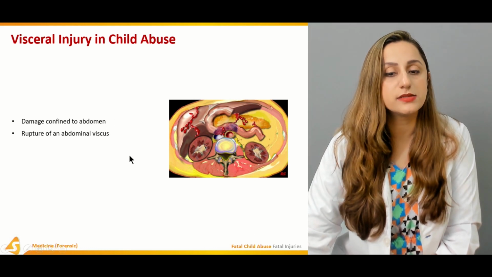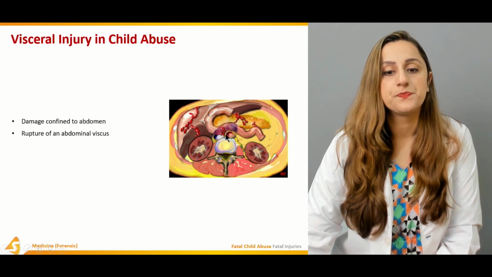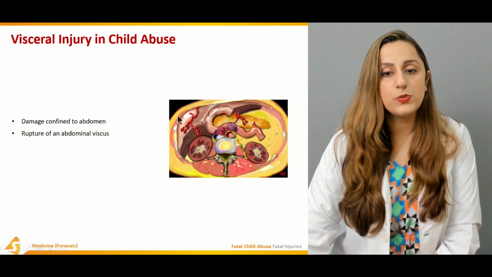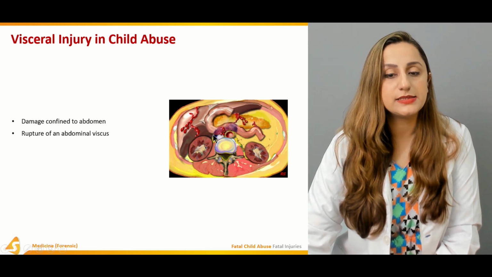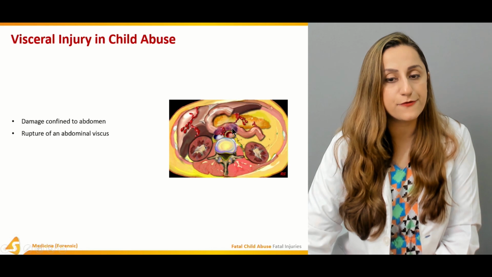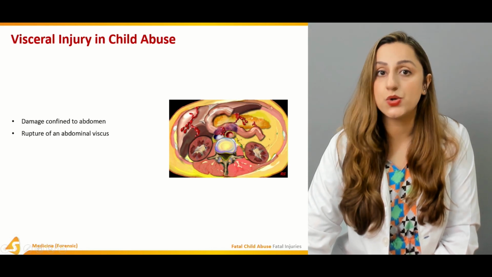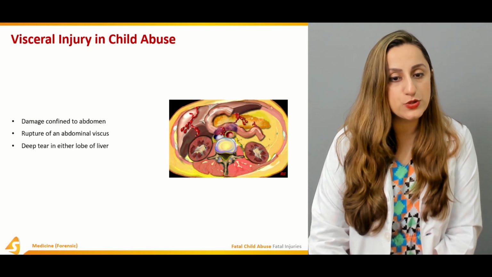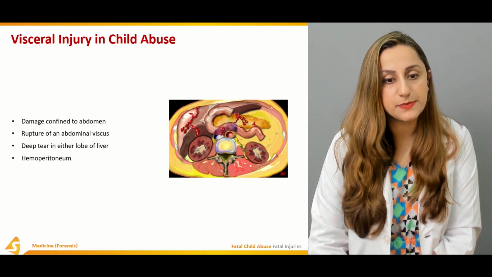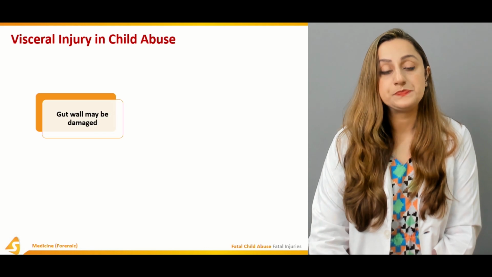As you can see over here, this diagram is basically referring towards a lacerated liver. We have a lacerated pancreas over here. And we have the hematomas that are found, intestinal hematomas that are also indicative of child abuse. Deep tears in either lobe of the liver are found. Hemoperitoneum is one of the indicators in such a case.